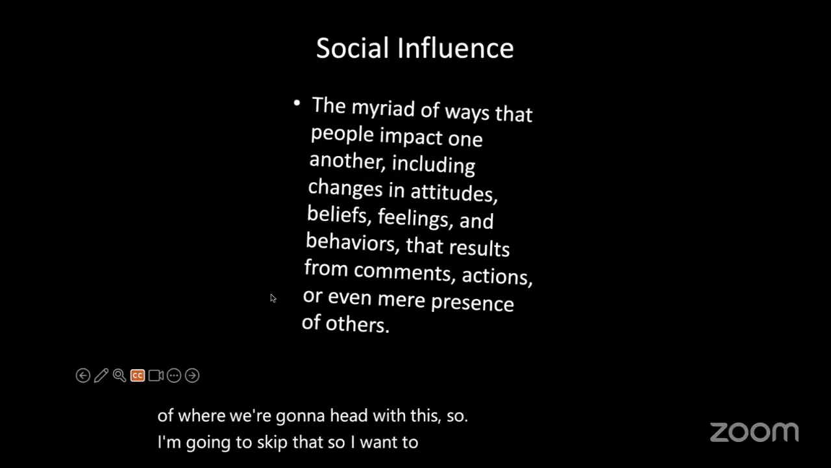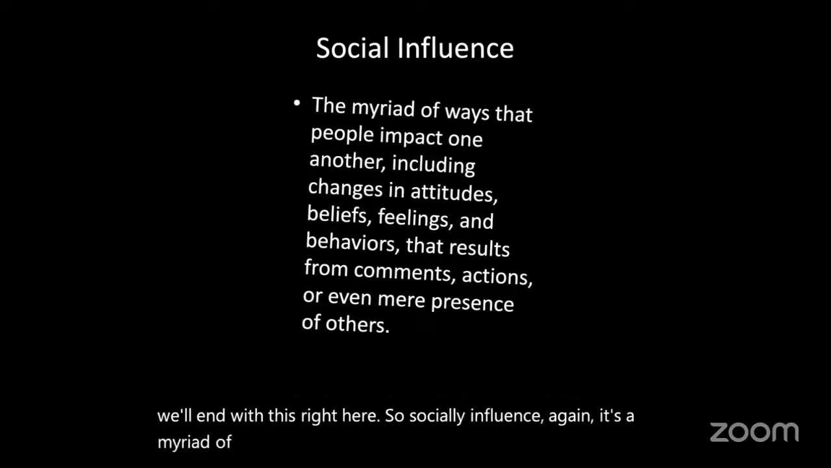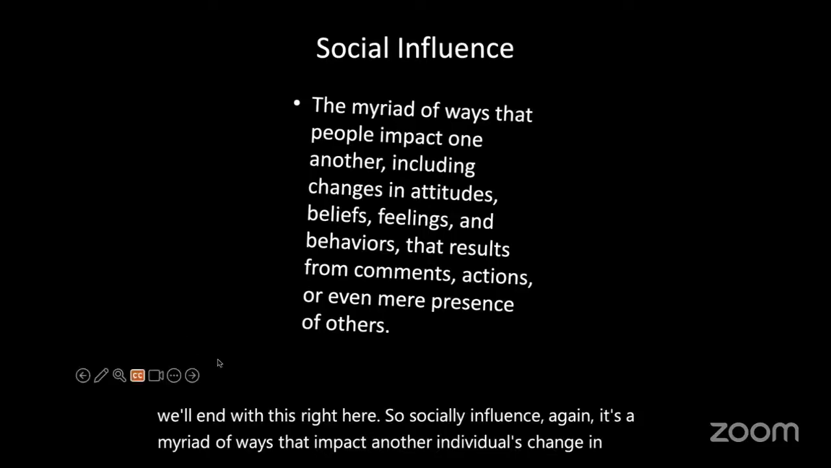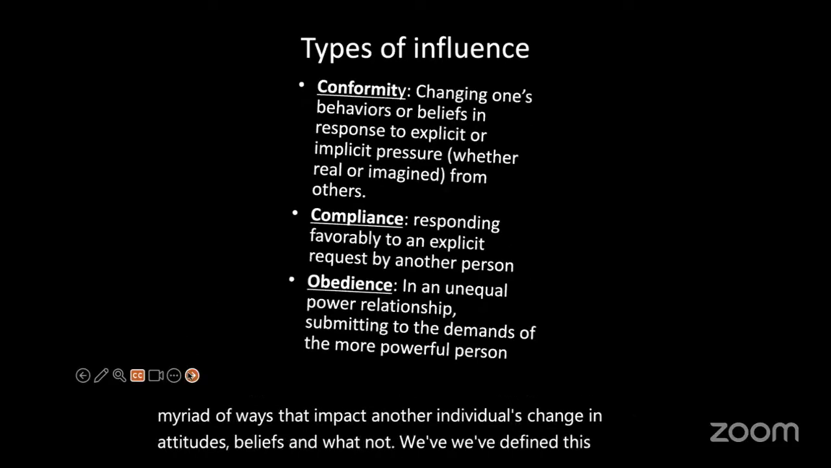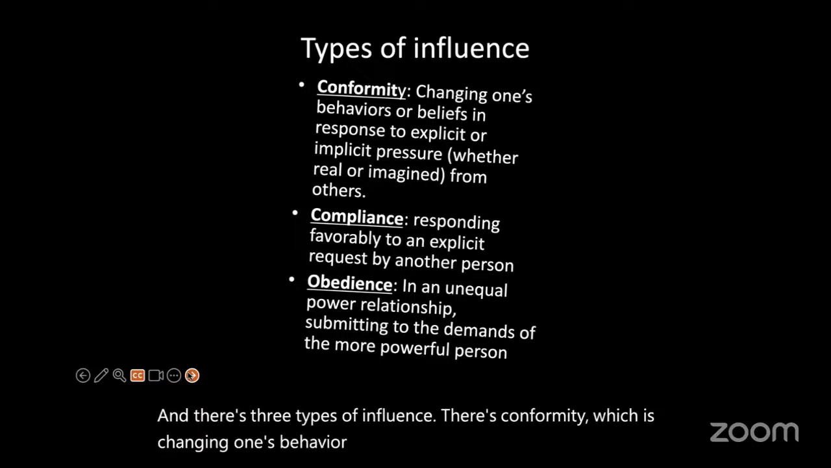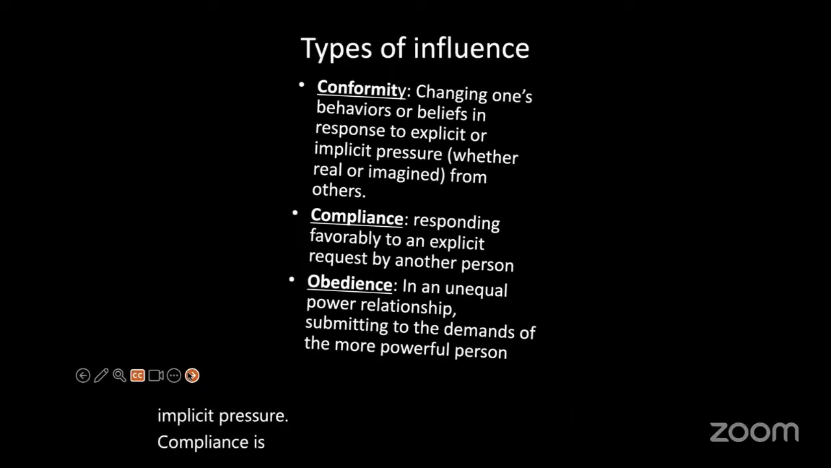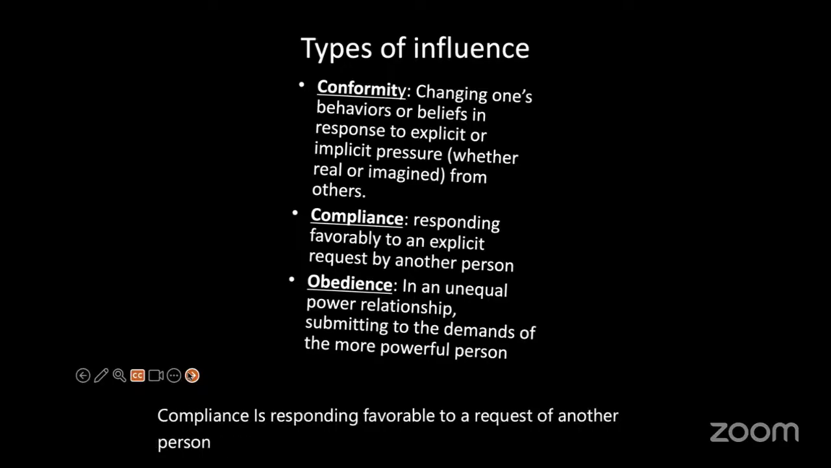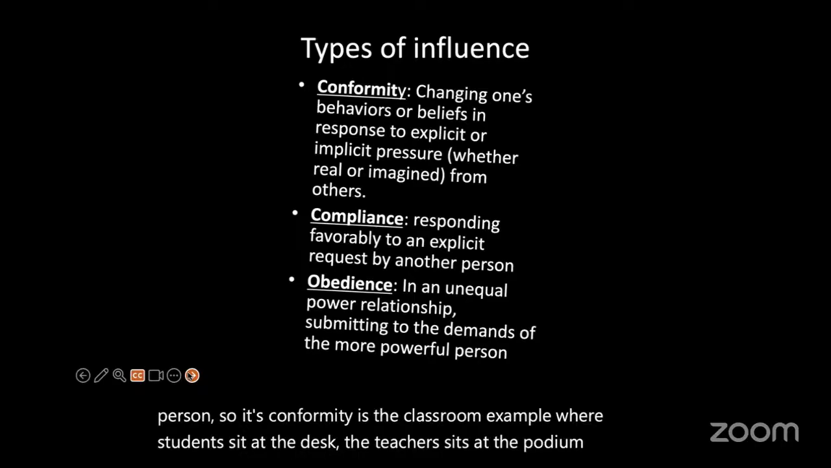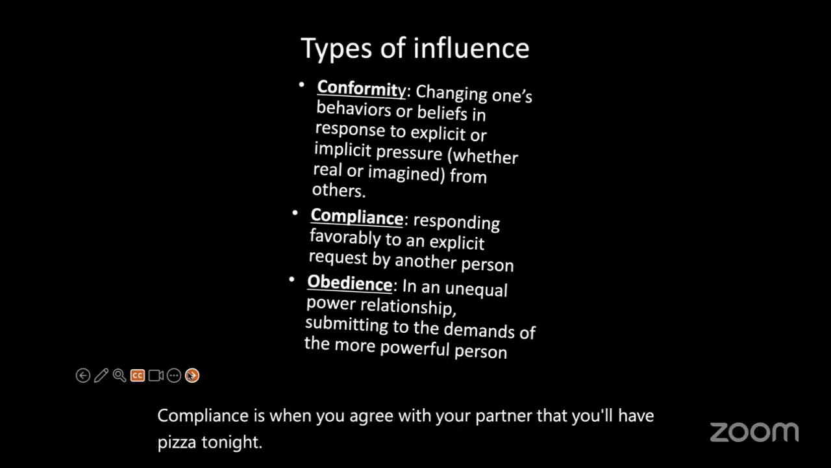So I want to get into social influence, and we'll end with this right here. Social influence, again, is the myriad of ways that impact another individual's change in attitude, beliefs, and whatnot. We've defined this already. And there's three types of influence. There's conformity, which is changing one's behavior or belief in response to an explicit or implicit pressure. Compliance is responding favorably to a request of another person. So conformity is the classroom example, where students sit at the desk, the teacher sits at the podium. Compliance is when you agree with your partner that you'll have pizza tonight because they want pizza.